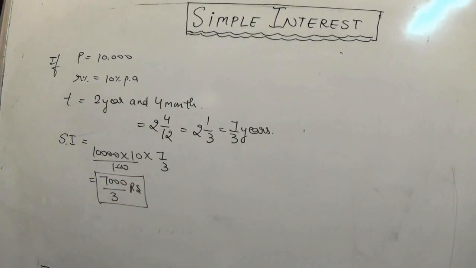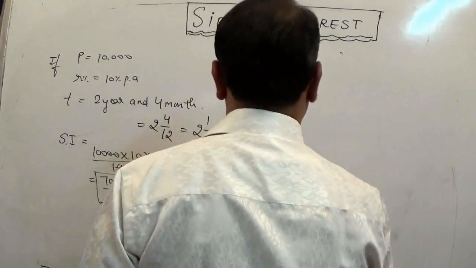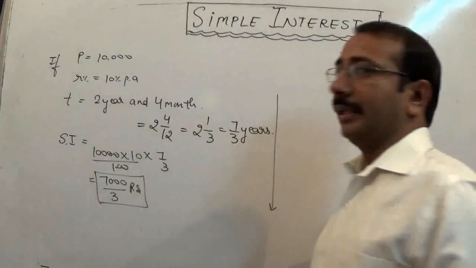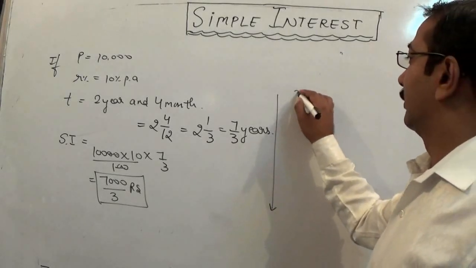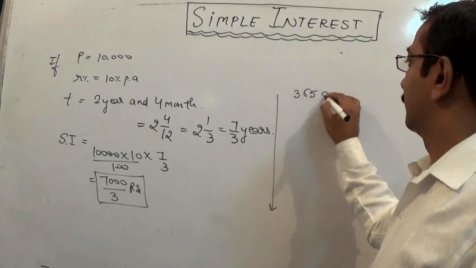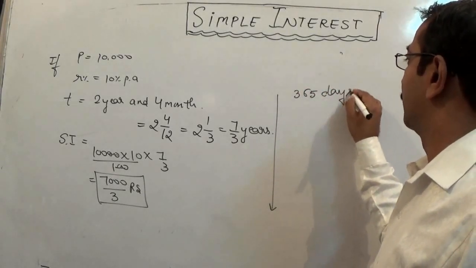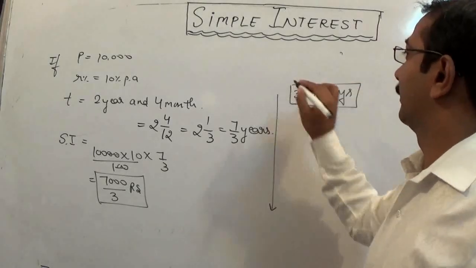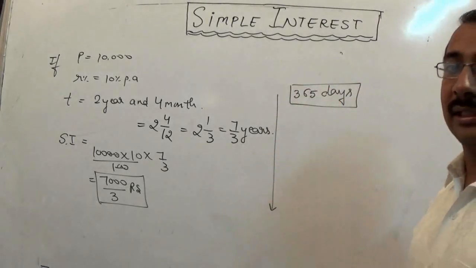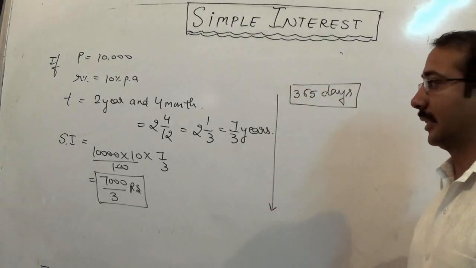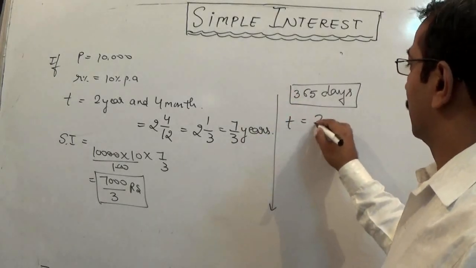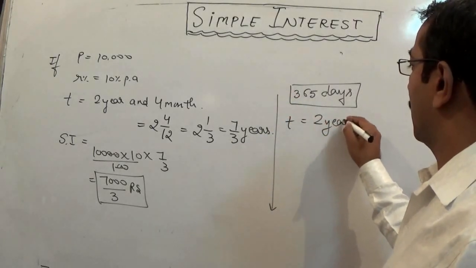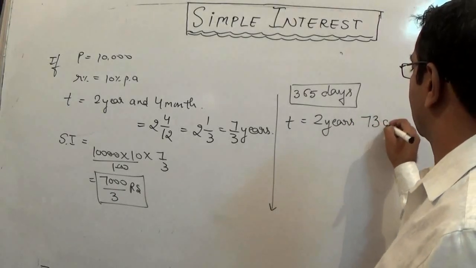On the other hand, the time may also be given in days. Generally we know that in a year we have 365 days. If nothing is mentioned, we take it as 365. If it specifies that it is a leap year, in that case we take it as 366. In the same question, if I change the time to 2 years and 73 days.